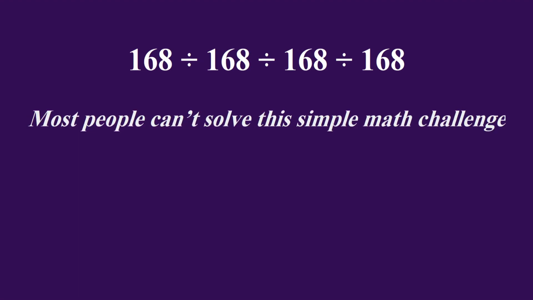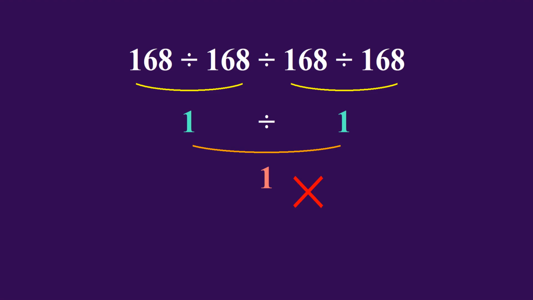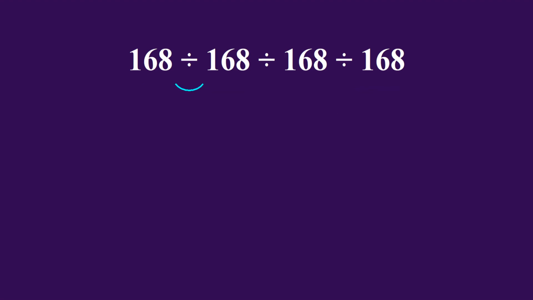In this tutorial session, 168 divided by 168, which equals 1. Now we have this problem, 1 divided by 1, which equals 1. But this answer is not correct because according to the order of operations, we must do this division, then this division, and at last this division.